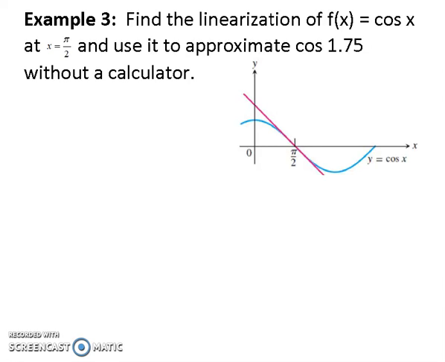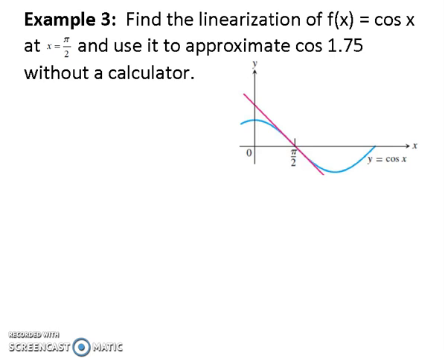So for example, we want to find the linearization of f of x is equal to cosine of x at x equals pi over 2 and use it to approximate cosine of 1.75. We don't know what the cosine of 1.75 is on the unit circle because 1.75 is not one of our special places on the unit circle. So what we do is we find the place on the unit circle that's the closest to 1.75 and use the linearization there to approximate it, since we can't do cosine of 1.75 without a calculator.